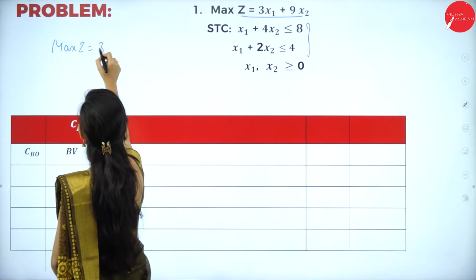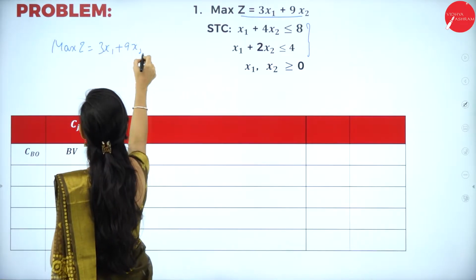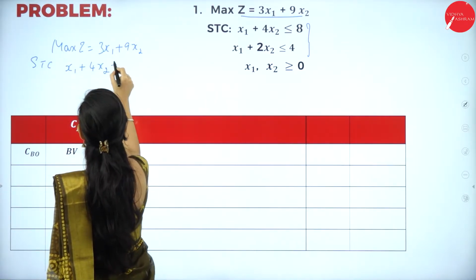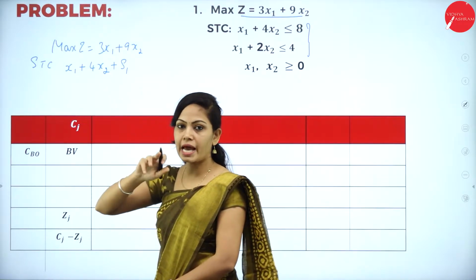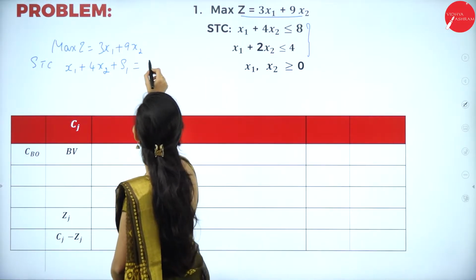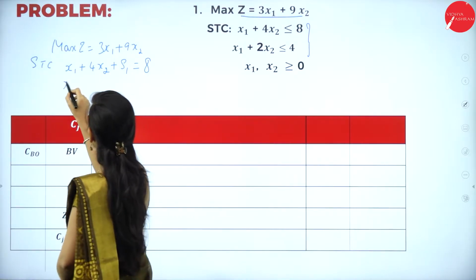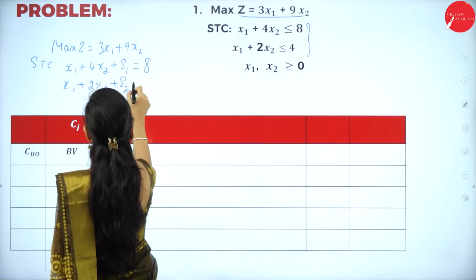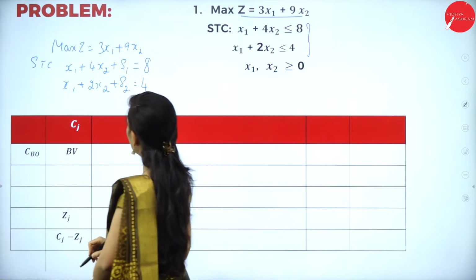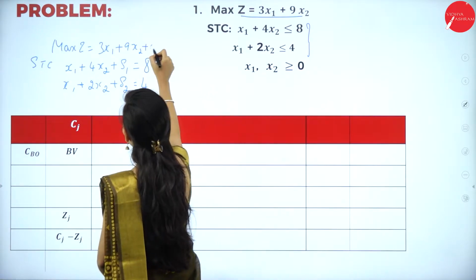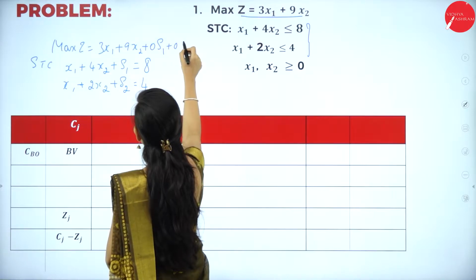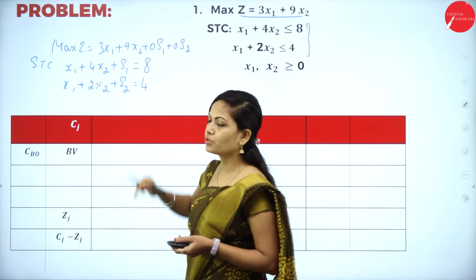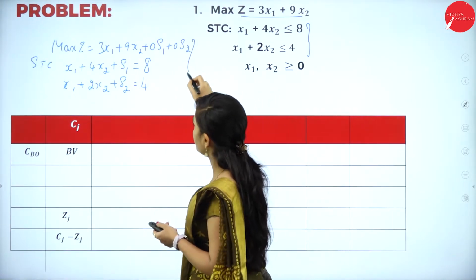Max z is equal to 3x1 plus 9x2, subject to the constraint x1 plus 4x2 plus s1, equal to 8. I am adding slack variables for converting inequality into equality. And the second constraint x1 plus 2x2 plus s2, slack variable 2, is equal to 4. So here I am adding 0 s1 and 0 s2. Coefficient of S1 is 0, coefficient of S2 is also 0. So now it is in standard form.